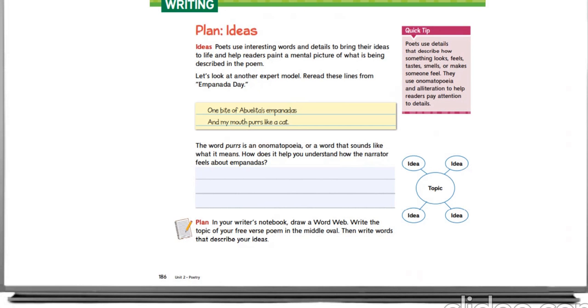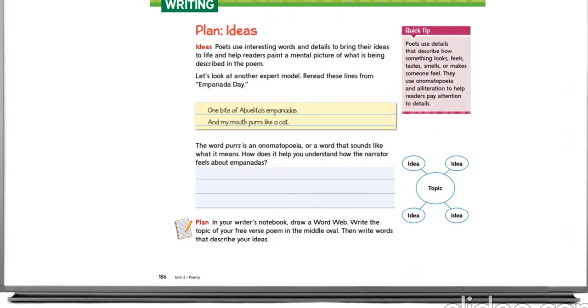Reread these lines from Empanada Day. One bite of Abuelita's empanadas and my mouth purrs like a cat. The word purrs is an onomatopoeia, or a word that sounds like what it means. How does it help you understand how the narrator feels about empanadas?